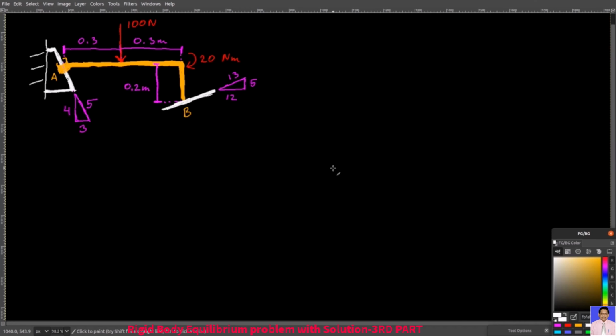Welcome back. I have a structure here that is in equilibrium. It's a bent rod. You can neglect its weight. It's subject to a downward force of 100 newtons and a clockwise 20 newton meter couple moment. You can see all the relevant dimensions in the image.